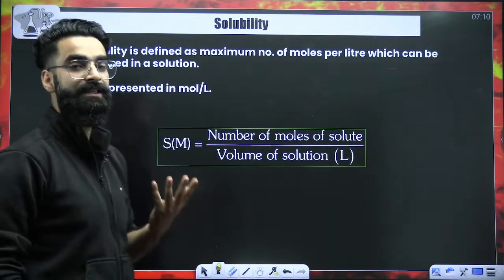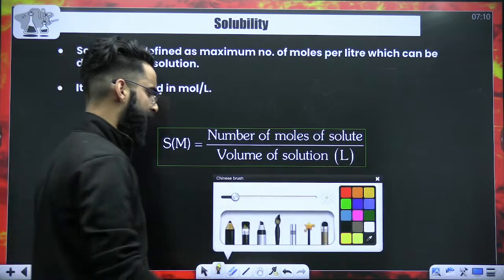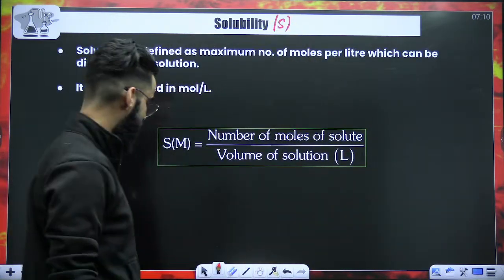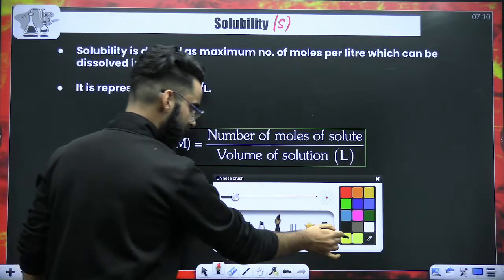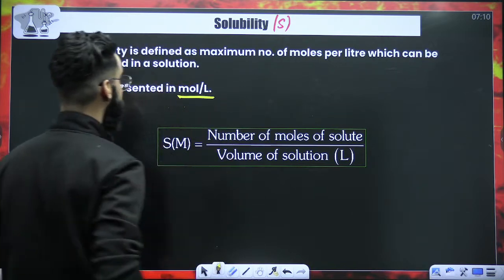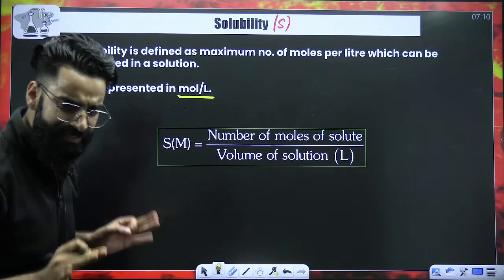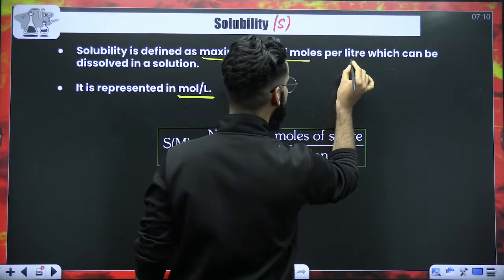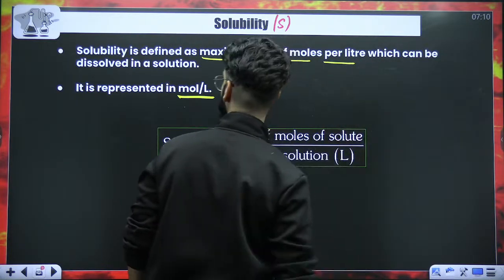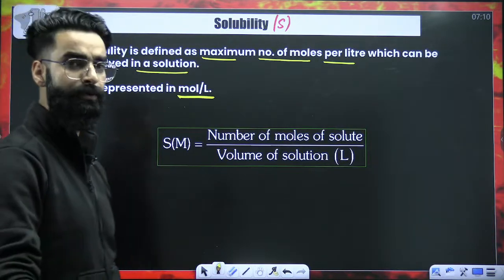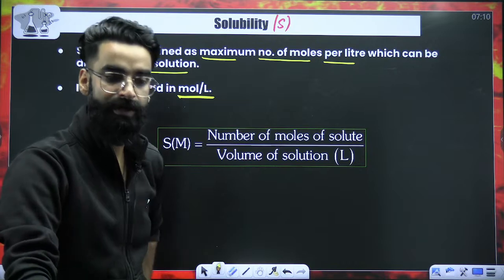How do you define the term solubility? Let me first of all tell you, the solubility is represented by S, number one. Number two, the solubility is expressed in moles per liter. Now, what is solubility? As per the definition, it is defined as the maximum moles of solute per liter that can be dissolved in a solution.